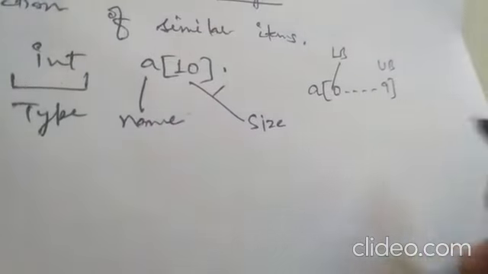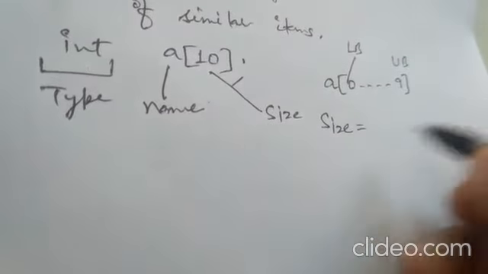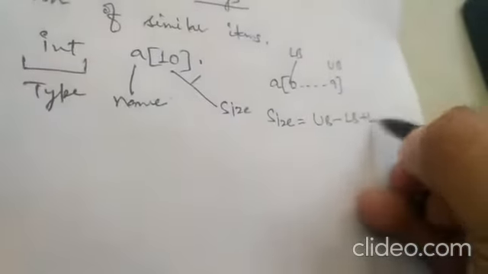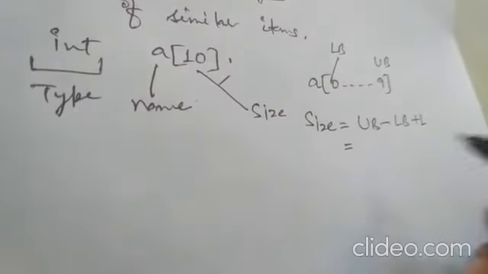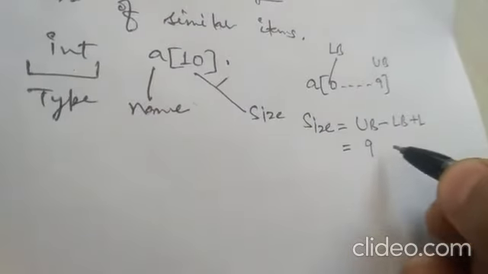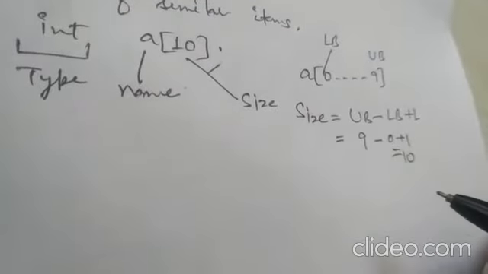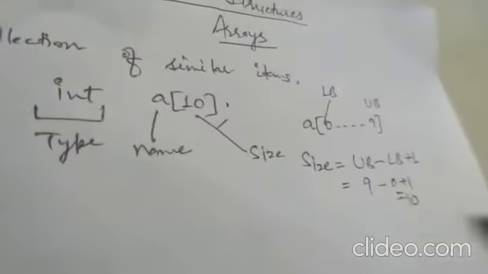How can we calculate the size of an array from the upper bound and lower bound? It's simple. Size of an array is equal to upper bound minus lower bound plus 1. So this will give you the size. Let us put in the values given in the above example. Upper bound here is 9, minus lower bound 0, plus 1 is 10. So the size of this array is 10. Fine. Let's move further.